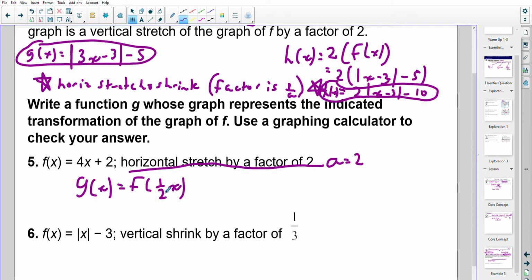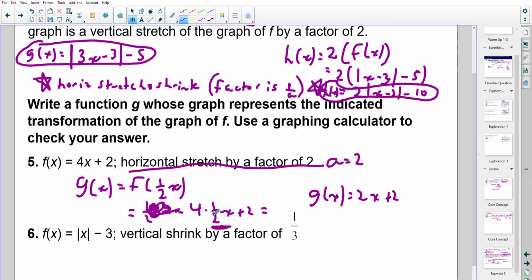You're multiplying x by 1/2. Scratch that. It's just going to be 4 times 1/2 x plus 2. That's your substitution in for the factor of 2. And therefore, you end up getting g of x is equal to 2x plus 2. Notice there's no distributive on the 4 because it's only the substitution of 1/2 x in for x.